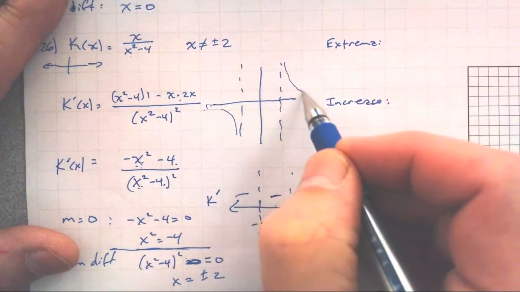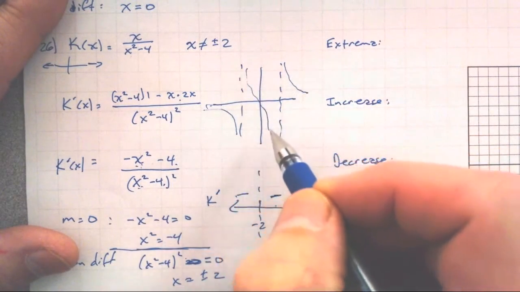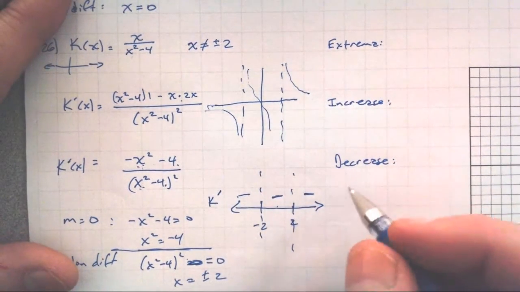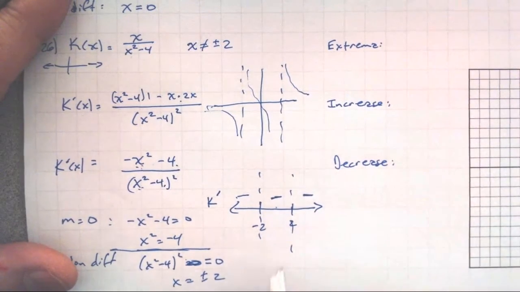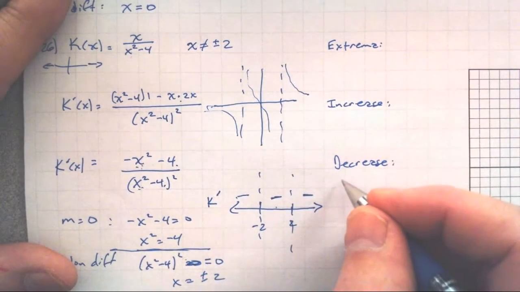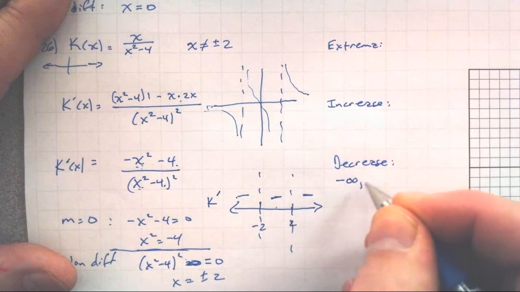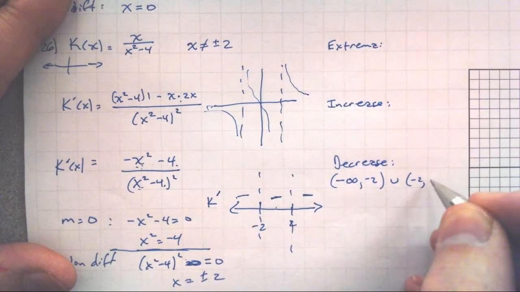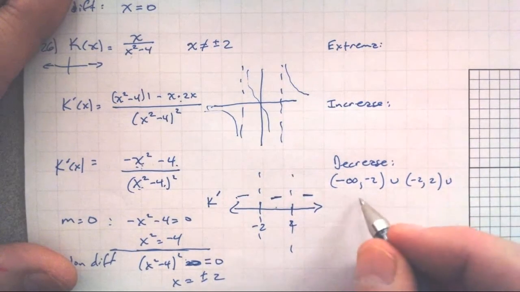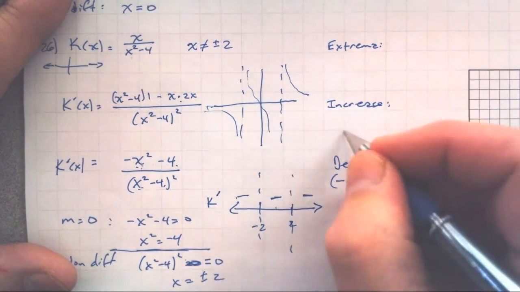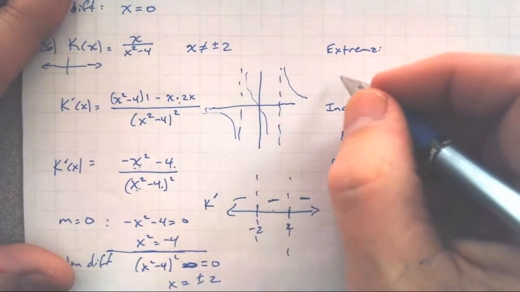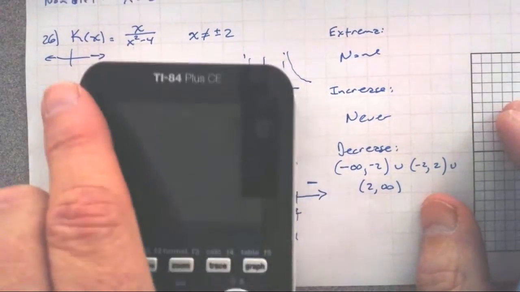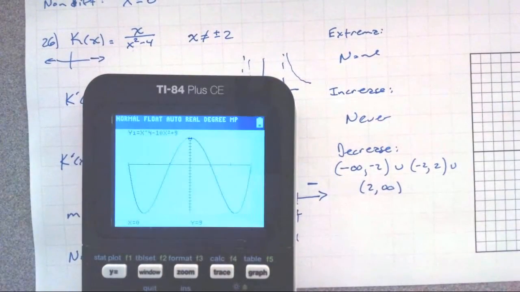It could go down up in here, and it could perhaps go down through there. I guess it can go down all the time, but we can't say from negative infinity to infinity because it's not going down where it doesn't exist. So it's decreasing from negative infinity to negative 2, in union with negative 2 to 2, in union with 2 to infinity. It's increasing never. Extreme is none. And it's just too tempting to check that on the calculator. Could that possibly be correct?